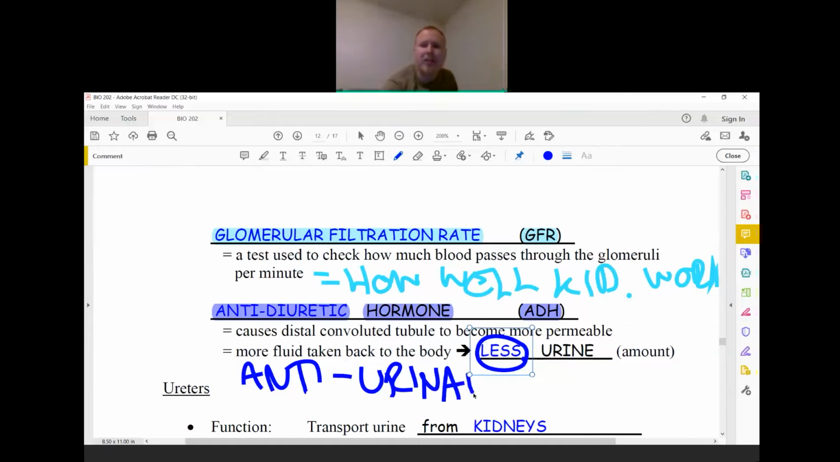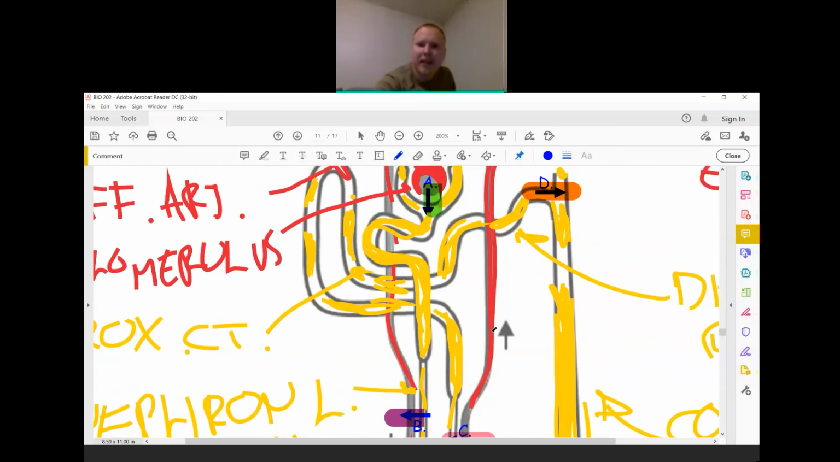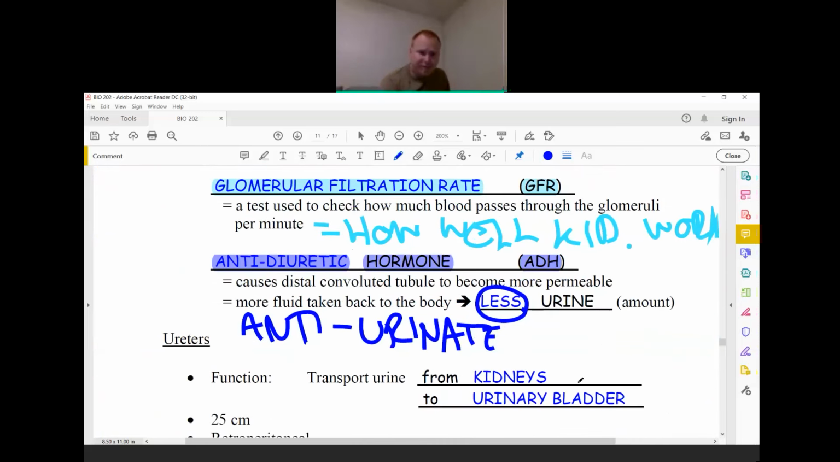And what ADH does, it acts here on the distal convoluted tubule and makes it more permeable, which allows materials to flow back into the capillaries around it. So it's a great way of recovering some of the fluids from the nephron. So that's what our ADH did.